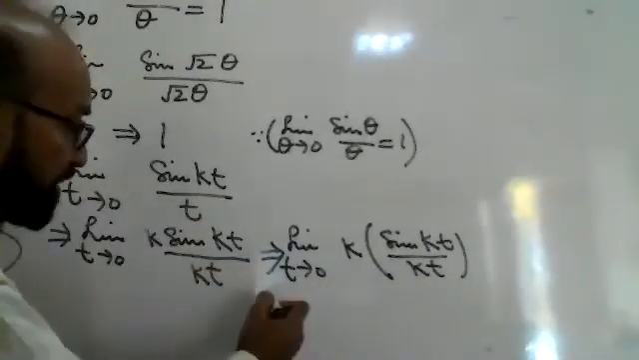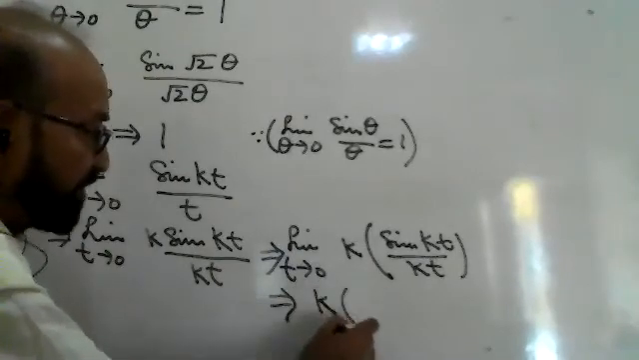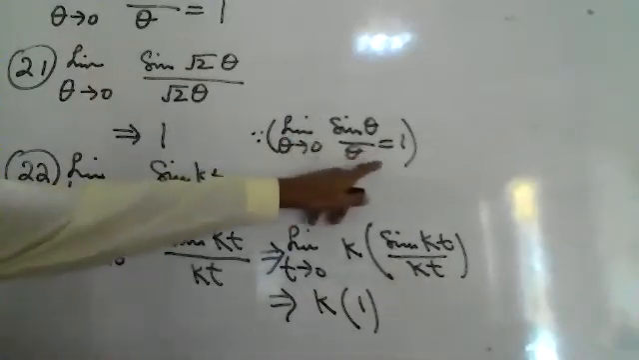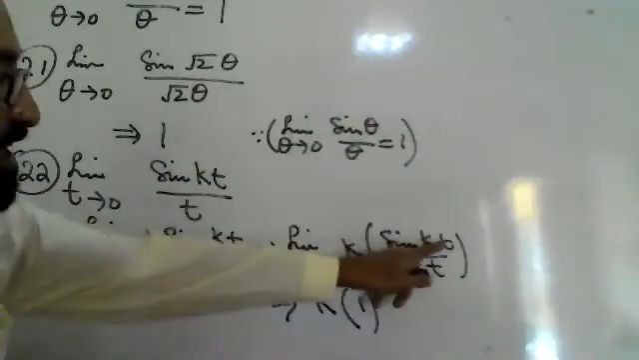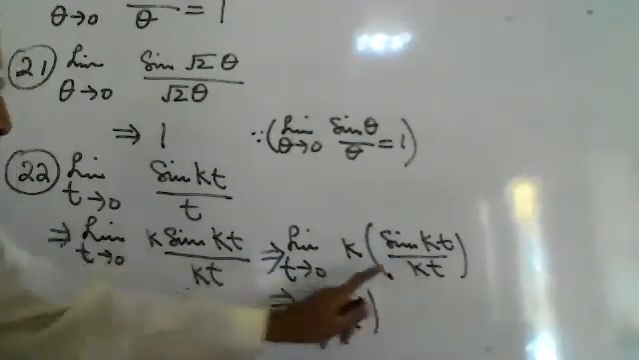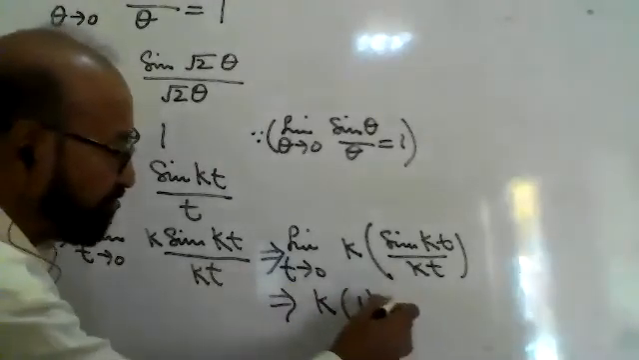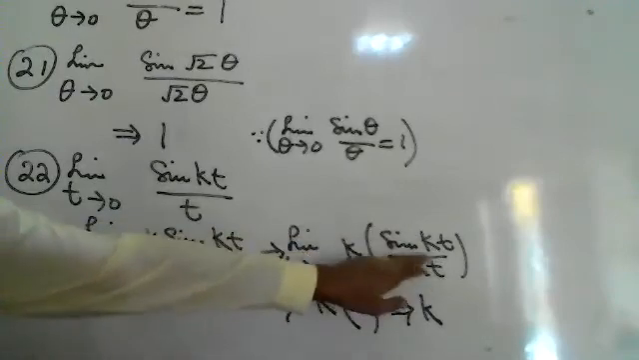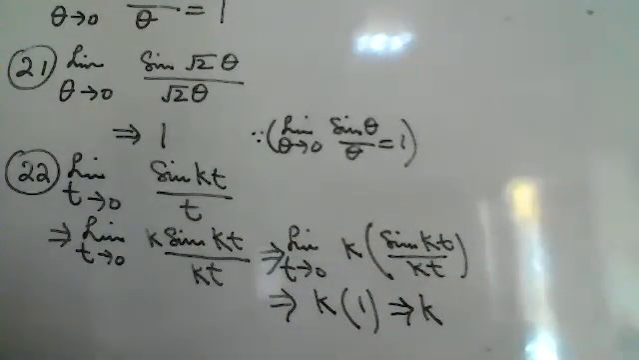So therefore, it will become k into the limit, which for this one is 1. Sine theta upon theta equals 1, the angle divided by the same angle. If it is kt, here also we are dividing by kt. So k into 1, the answer is k. This is the limit. We can't change kt. We have to change this one because this is all with sine. So this is the answer.